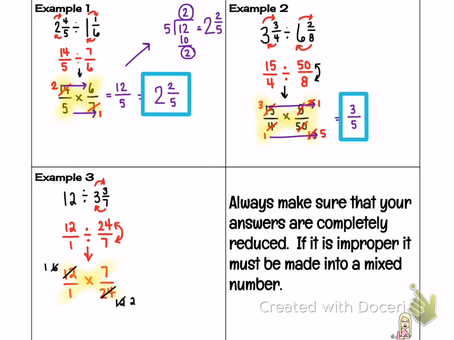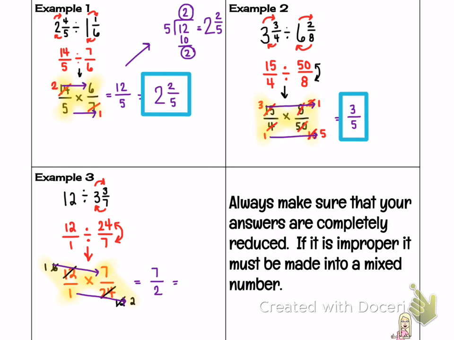I check my verticals. I have 1 and 1, nothing there. 7 and 2, nothing there. So now I know I can multiply across. I have 1 times 7, which is 7. And I have 1 times 2, which is 2. 7 over 2 is an improper fraction that needs to be changed to a mixed number.